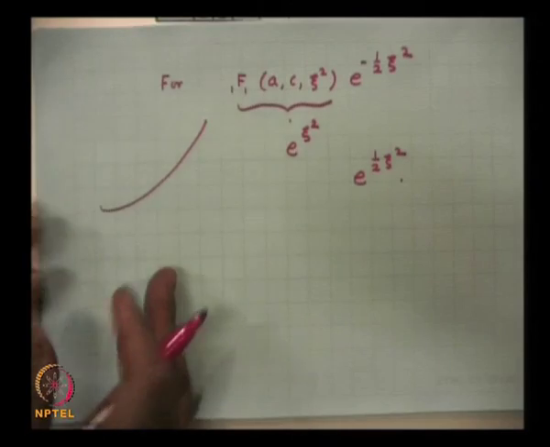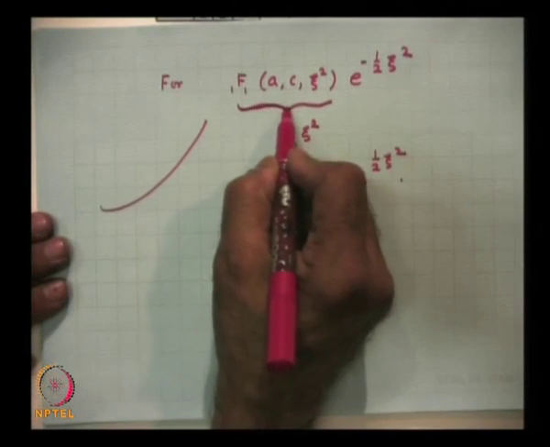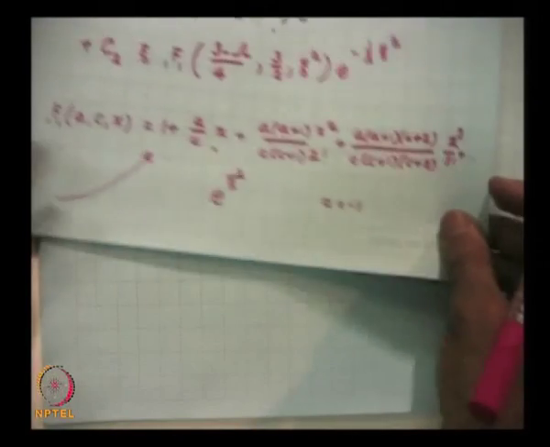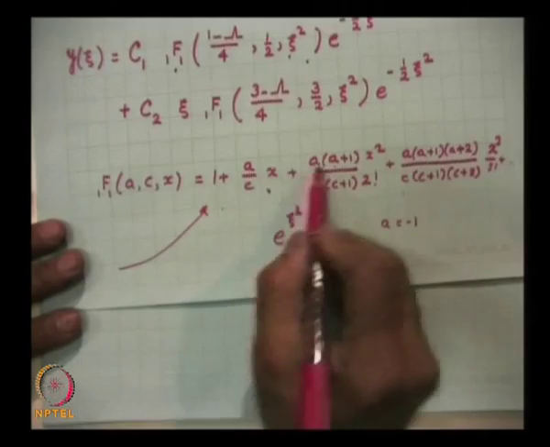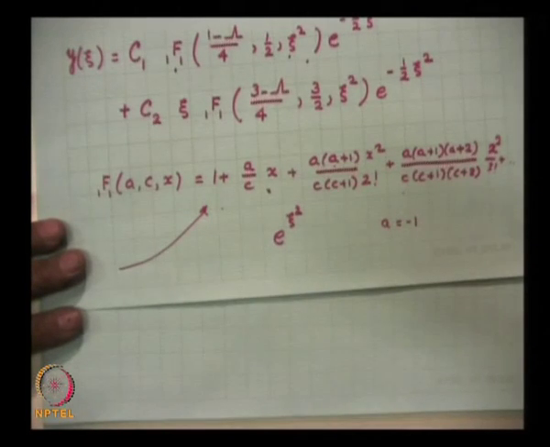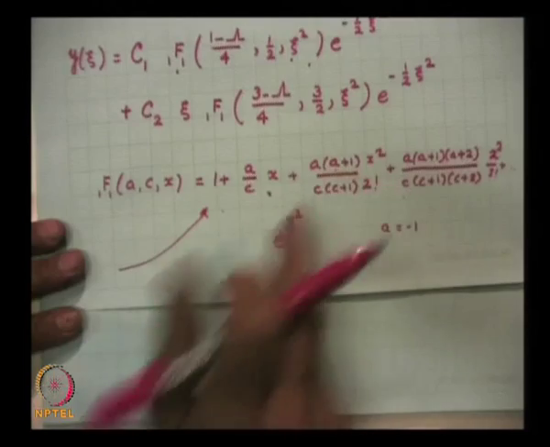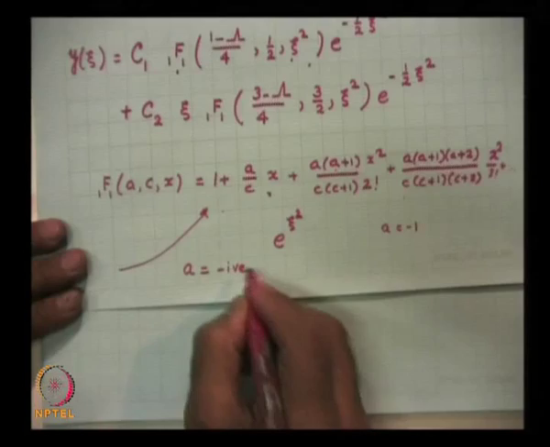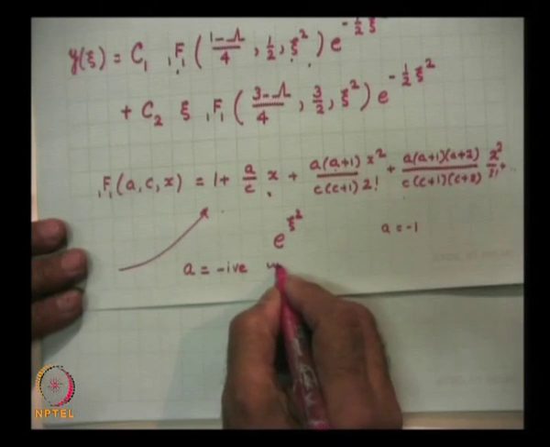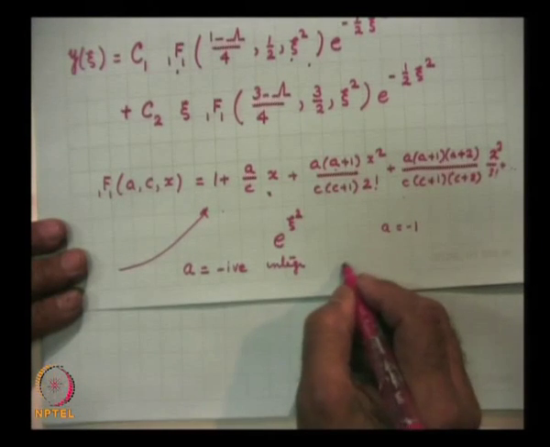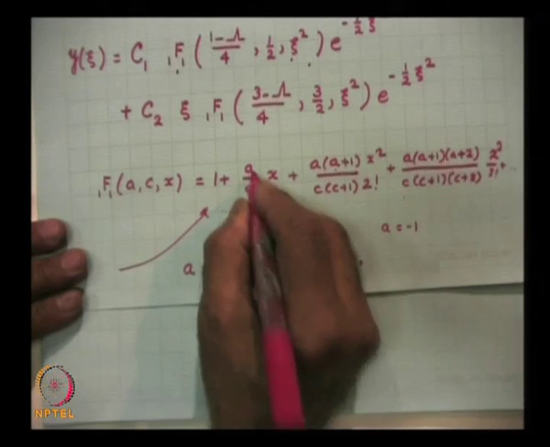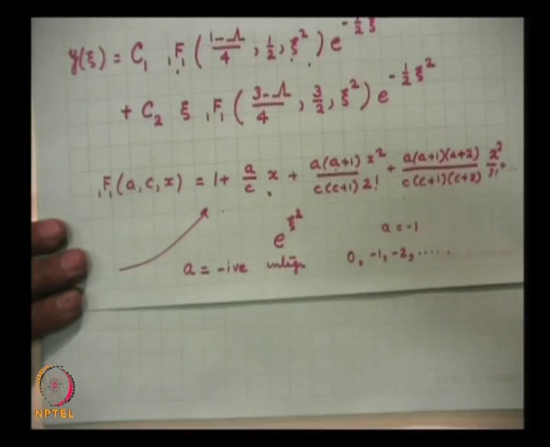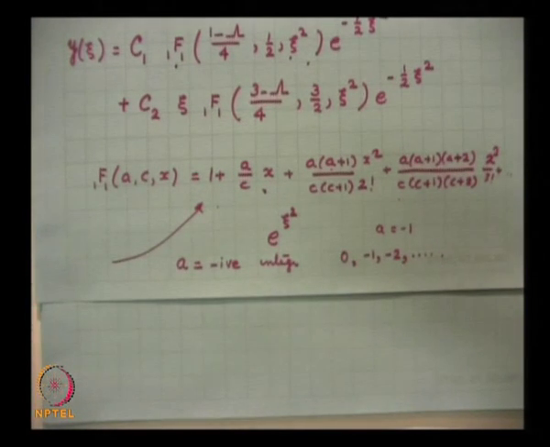This can only be averted if this infinite series is made into a polynomial, and because there is a into a plus 1 into a plus 2, this can be made into a polynomial only if a is a negative integer, that is either 0. If it is 0, then 0, minus 1, minus 2, minus 3, etc. Only then you will have that.